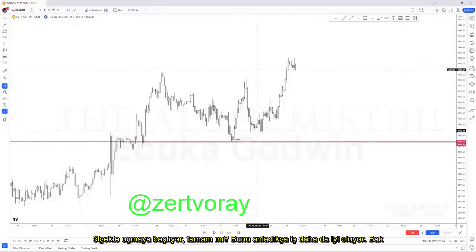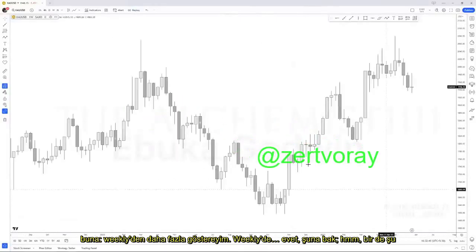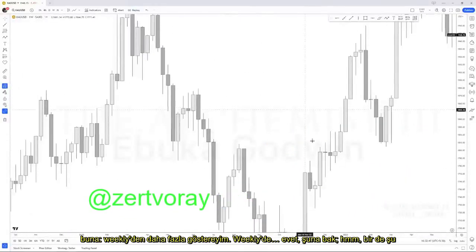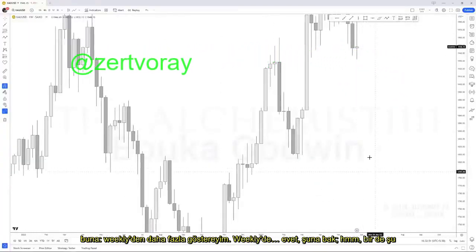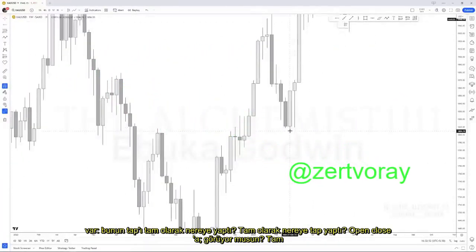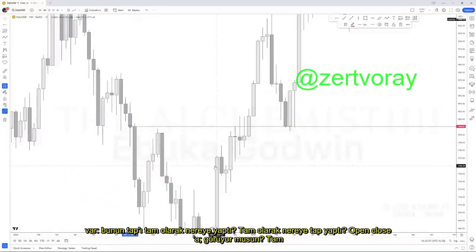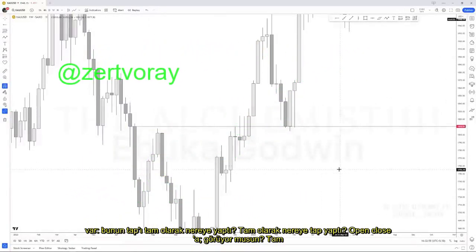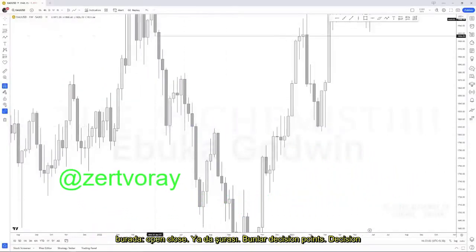Okay, so once you understand this, it gets better and better. Look at this, I'll show you some more. On the weekly, look at this. Let me see. Even this one, where did this tap in very accurately? Where did this step into? Open, close. Can you see it? Right here, open, close.